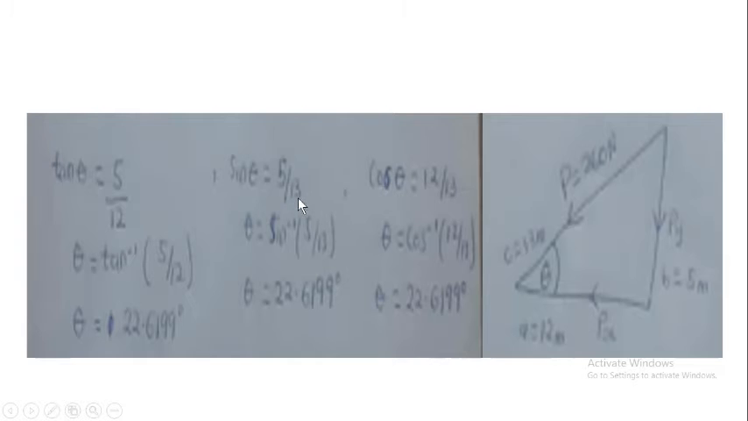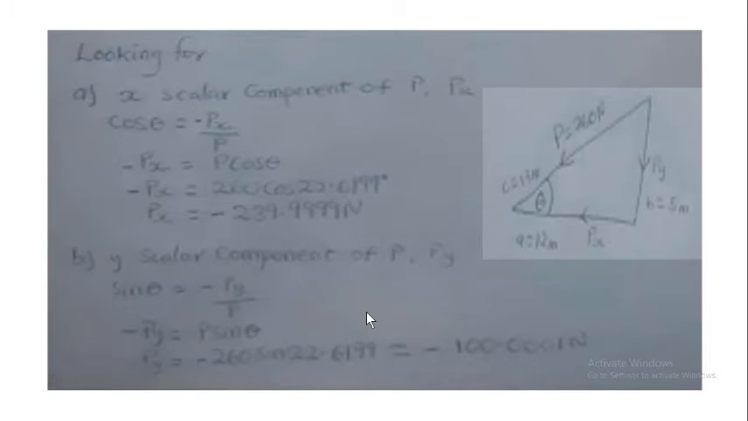Or in the sine theta, you want to find the value of theta. Sine theta equals 5 over 13, and so you have theta equals sine inverse of 5 over 13, and when you punch your calculator, you get theta to be 22.6199 degrees. The same way you take it for cos theta. Cos theta equals adjacent, that's 12, over the hypotenuse 13, so cos theta equals 12 over 13, and then theta equals cos inverse of 12 over 13. When you punch your calculator, you will get the value of theta to be 22.6199 degrees.